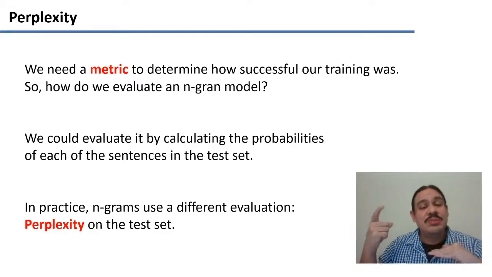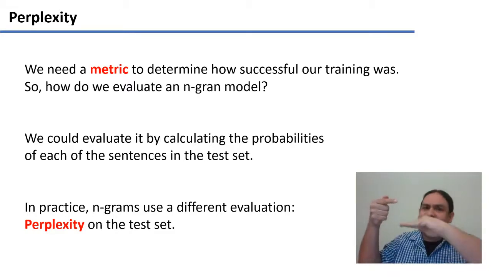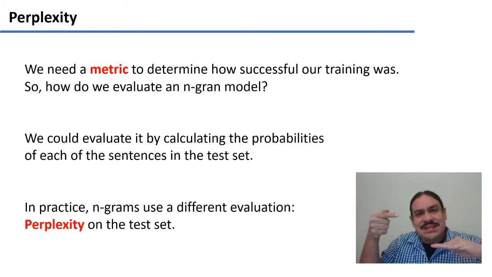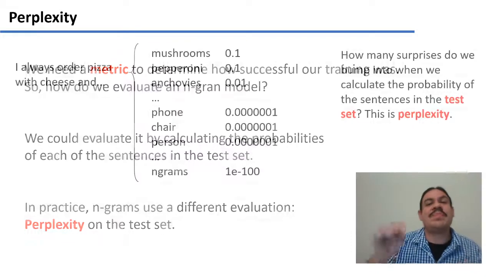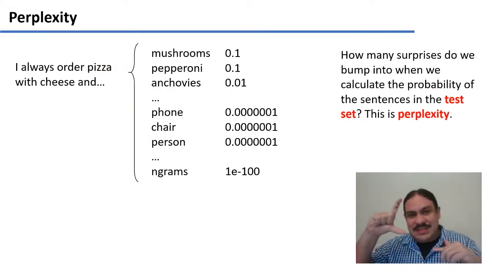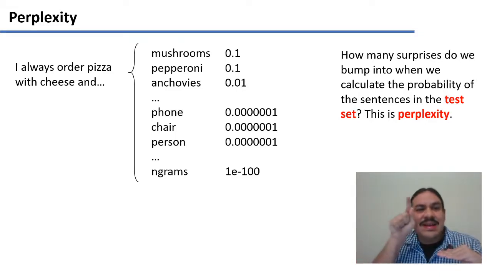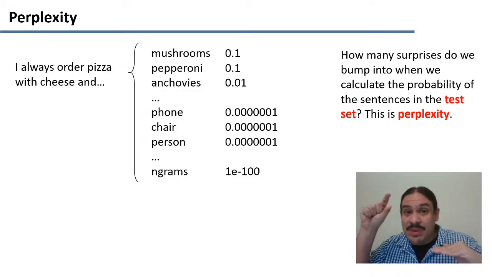One way to do it would be to calculate something called perplexity, like how surprised your system is by the sentences it sees in the testing set, which is our little simulation of the real world. Let's say we have in our test set sentences like, I always order pizza with cheese and mushrooms. I always order pizza with cheese and pepperoni. And these have a relatively high probability.